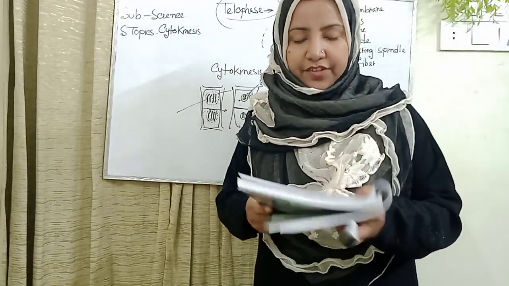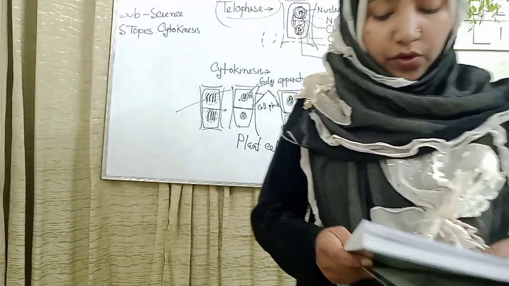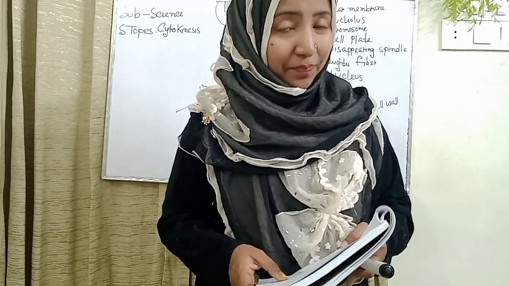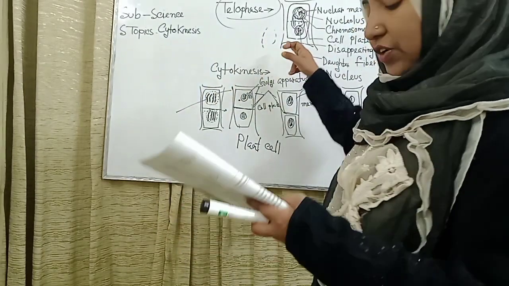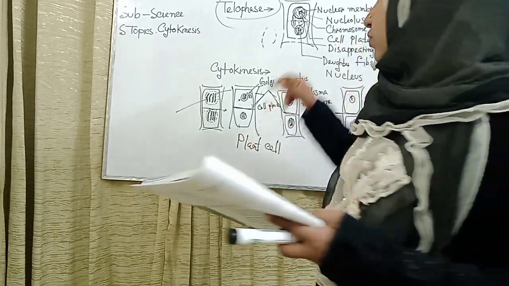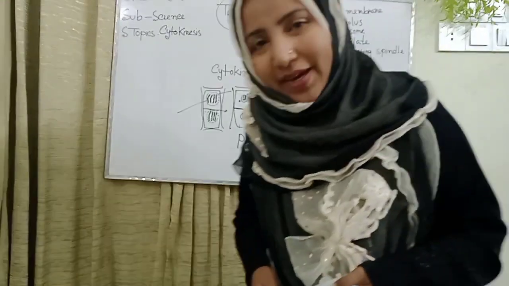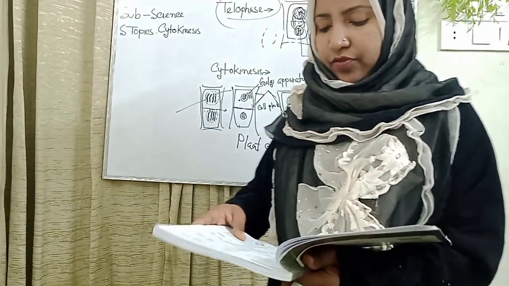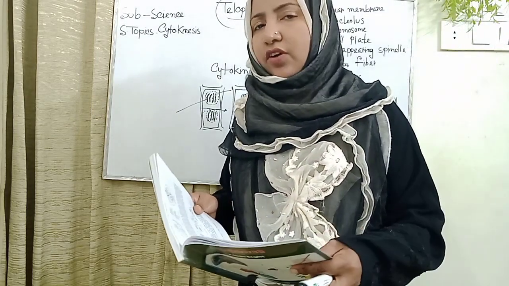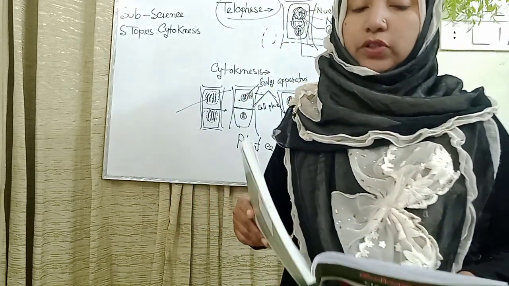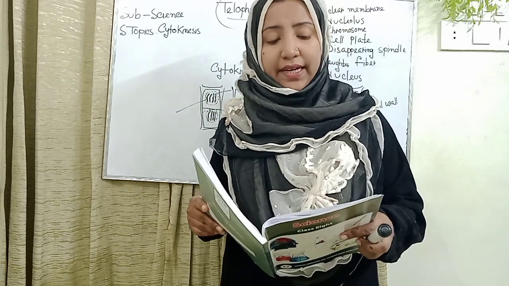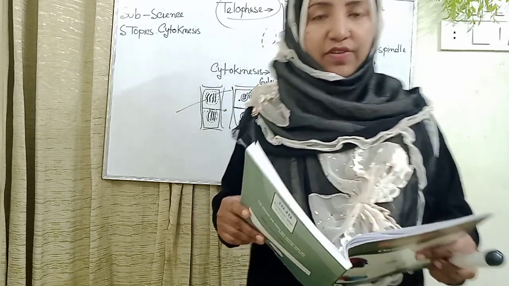The second stage we explained was prometaphase. Here in prometaphase, the nuclear membrane and the nucleus disappear. In telophase, the nuclear membrane and the nucleus do not disappear, they reappear. The third category is metaphase. Meta means the middle. In metaphase, the chromosomes come and locate at the equator of the spindle apparatus and get attached to the centromere by the spindle fiber.